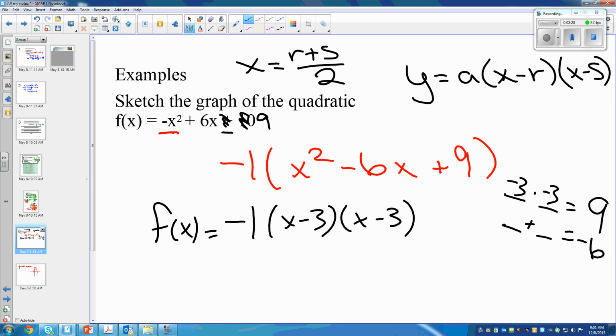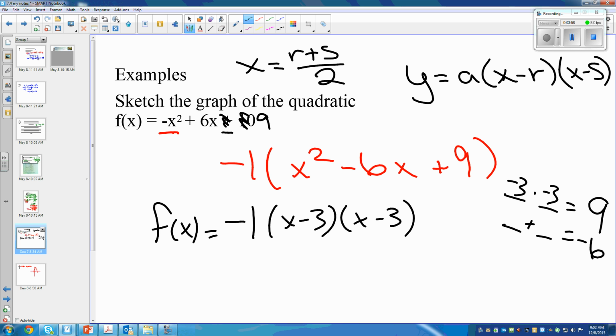Because what is this then? This is a trinomial square, and this is a case where that is our vertex, is it not? Because x minus 3, if we solve, gives us one x-intercept at x is equal to positive 3. Okay? So that's our vertex then.